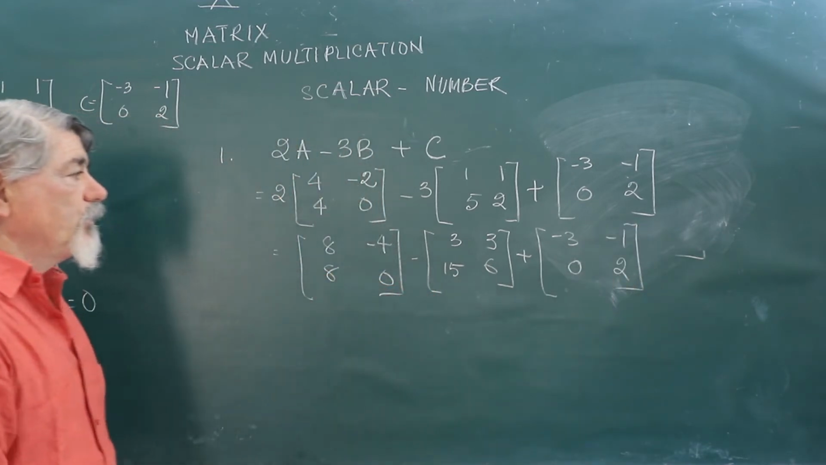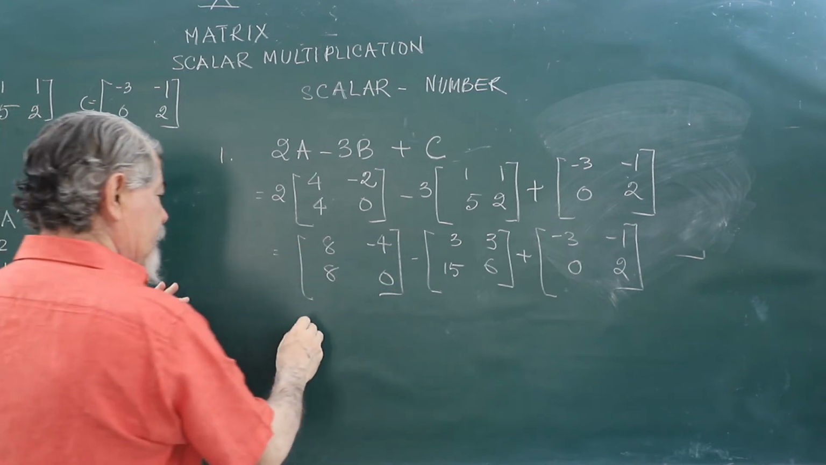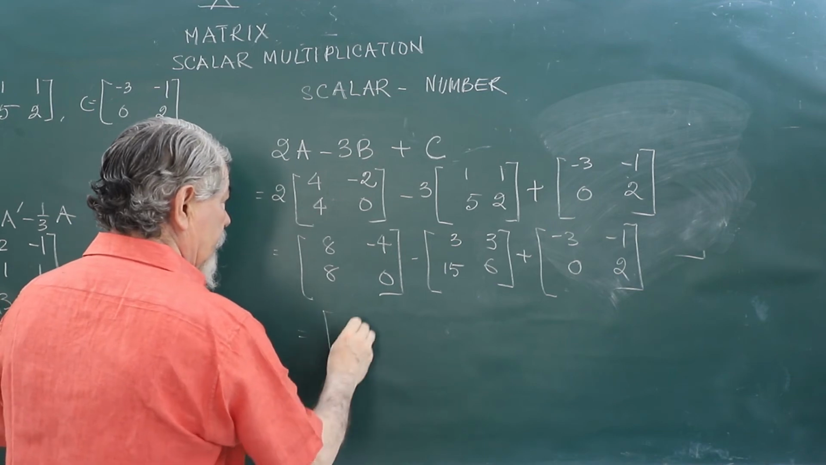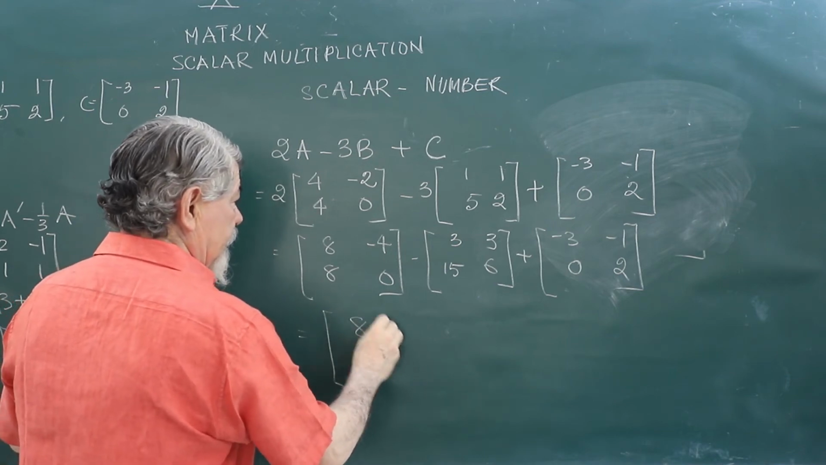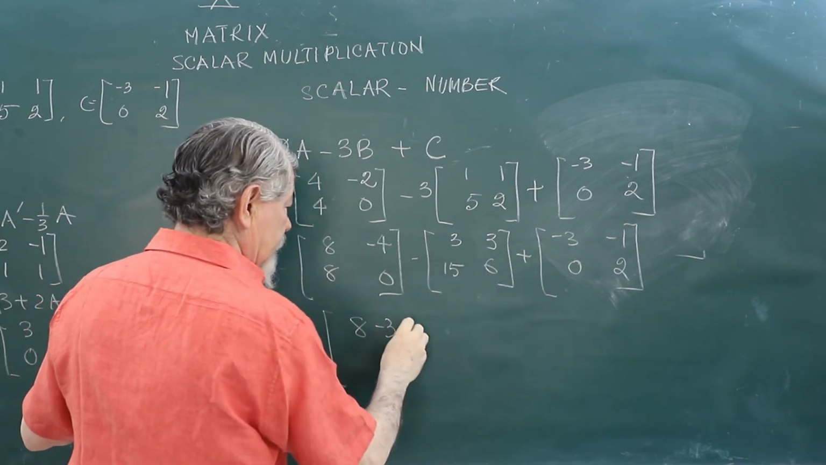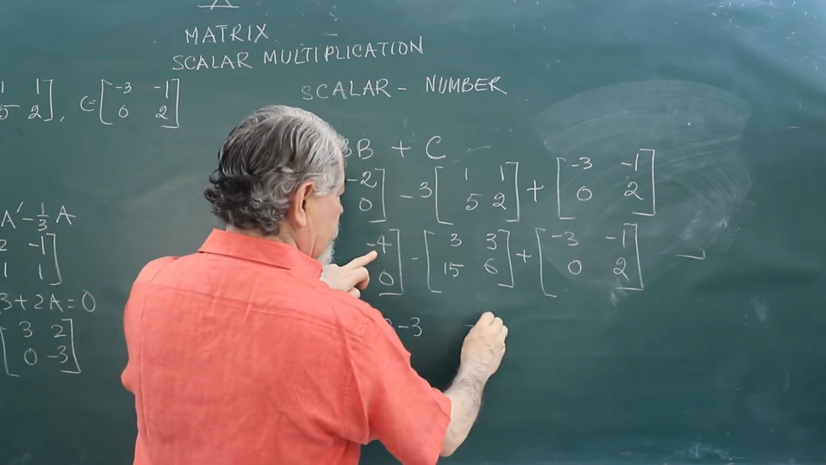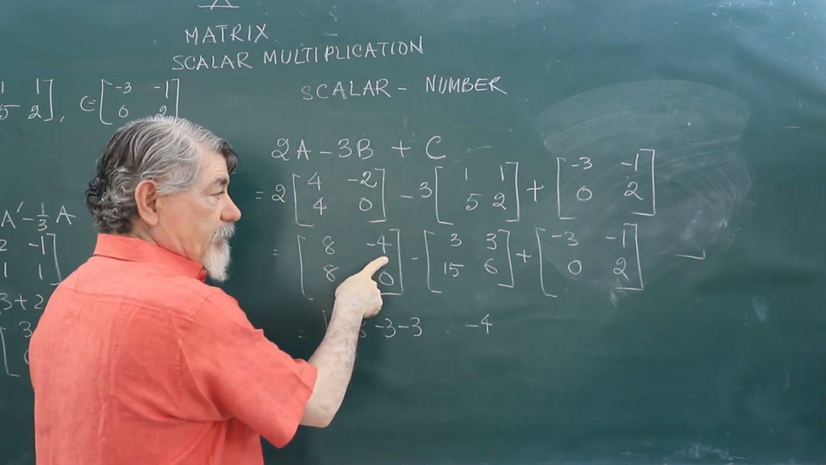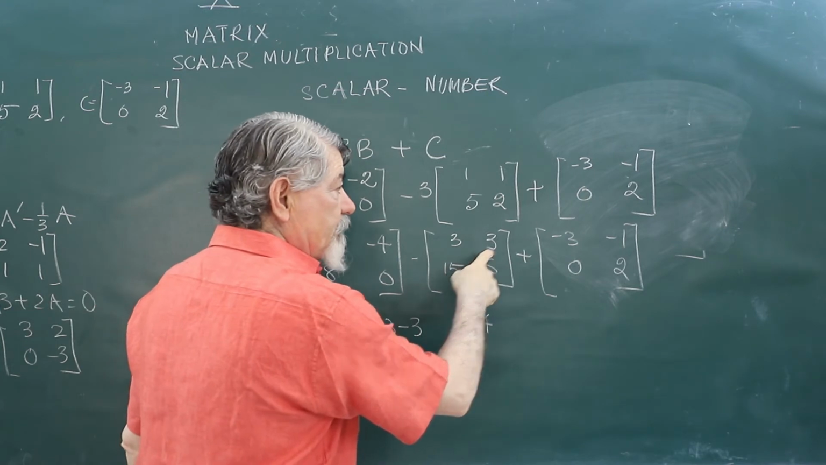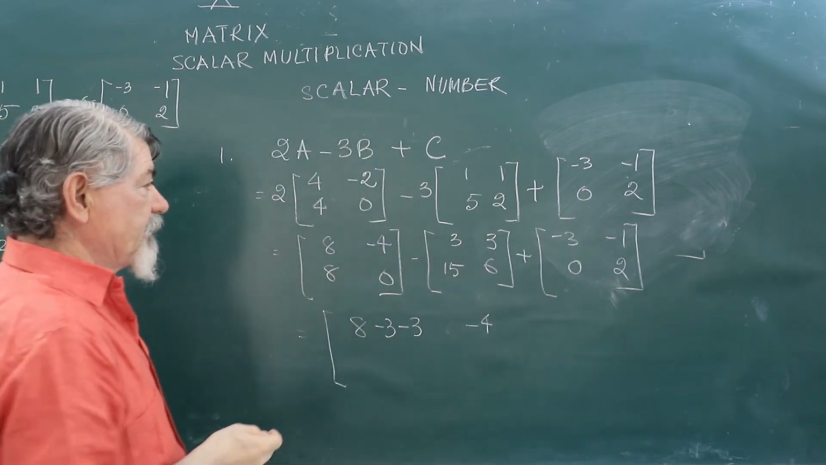Now what we are going to do is, wherever the addition or subtraction is there, we will follow the steps. Like 8 minus 3, that is 8 plus minus 3. The next element is minus 4. Second element of this matrix. Corresponding elements of all the matrices will be taken.